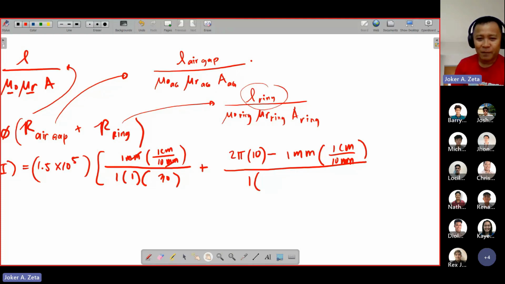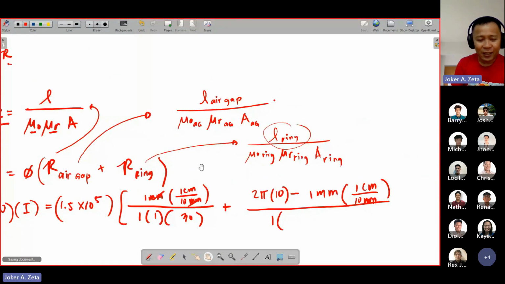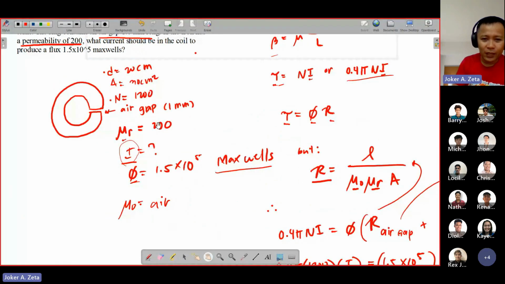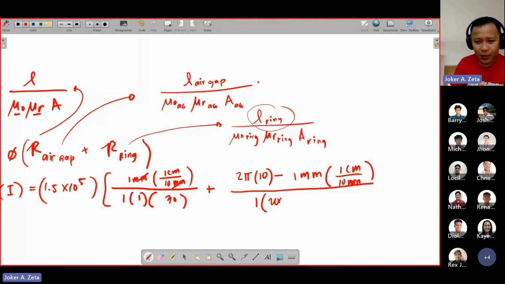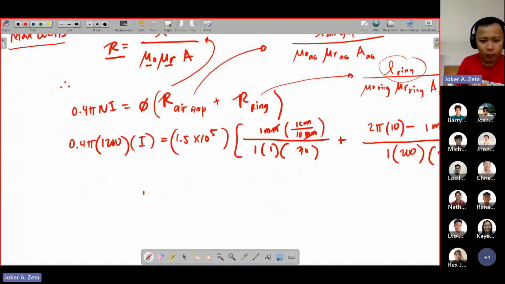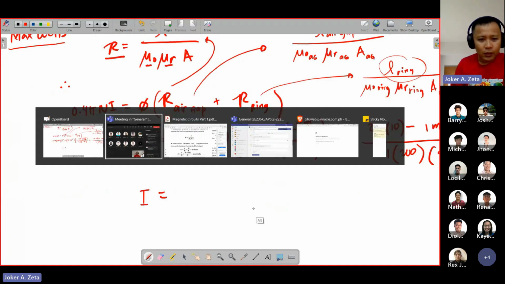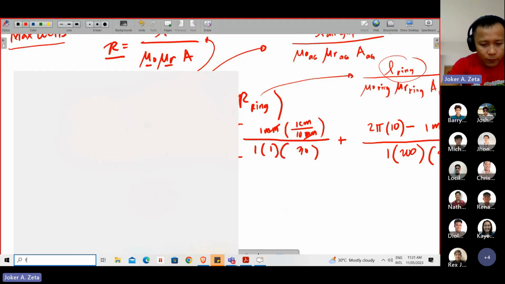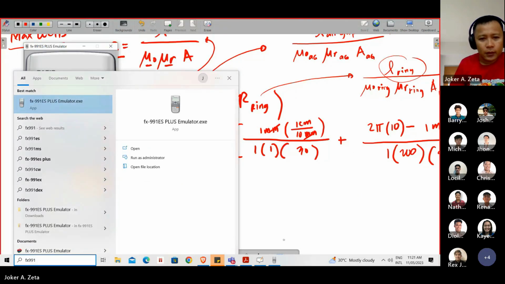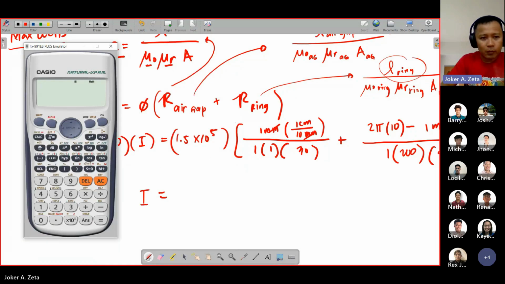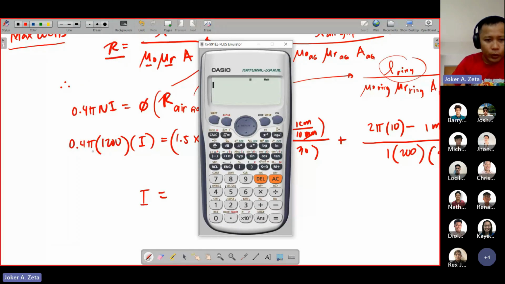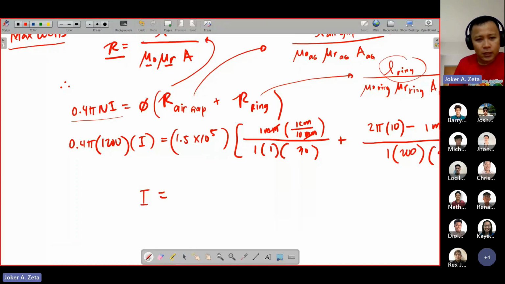Continuing, the mu r is 200. This will be times 200 for the ring, times the area, of course, the area of the ring is 30. So, you will have this equation. Therefore, from this, you can solve for the current I. Using the calculator, again, we use 0.4 pi N because we are working in CGS, where the flux is in Maxwell.